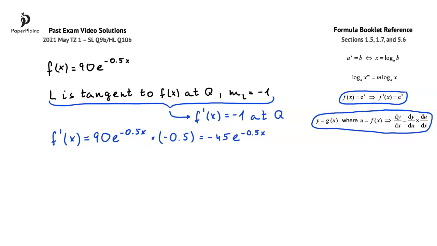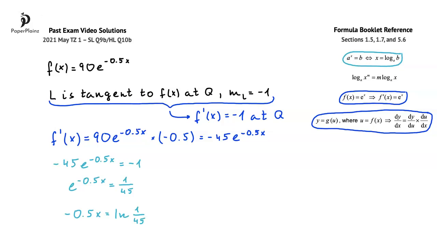We figured out earlier that the derivative at Q is -1. So in our next step, we'll equate the derivative to -1, getting that -45 e to the power of -0.5x is equal to -1. Dividing by -45 gives us that e to the power of -0.5x is equal to 1 over 45. And now using this concept from section 1.5 of the formula booklet, we'll change our equation from exponential into logarithmic form. Since log base e is ln, we get that -0.5x is equal to ln 1 over 45.